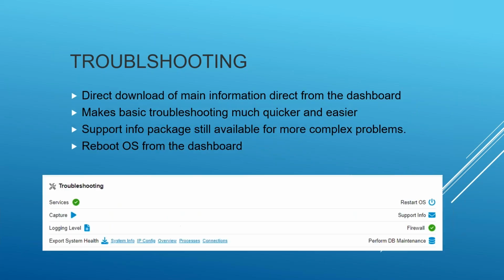As part of this, there's a new section in the main dashboard. So we've got the troubleshooting tab. So here we can export system health. We can see system information. We can see what connections there are. You've got your support information. So if you need a load of different information on the support, that's still available because that was previously available. You can reboot your operating system now from the dashboard, because sometimes you need to turn it off and on again, and that does the trick.